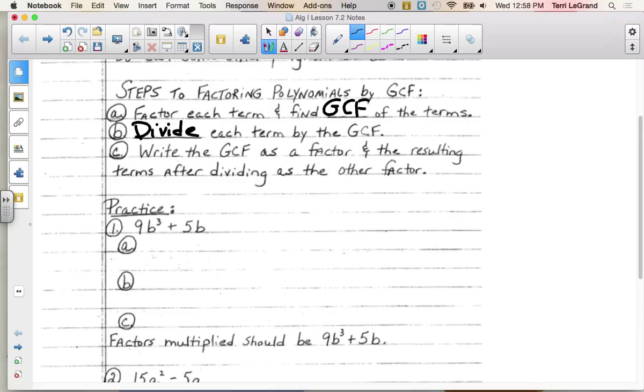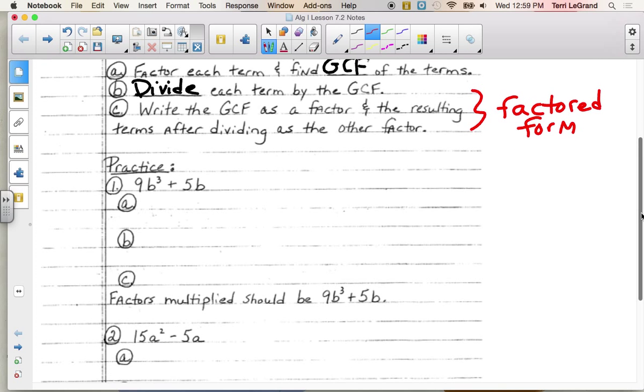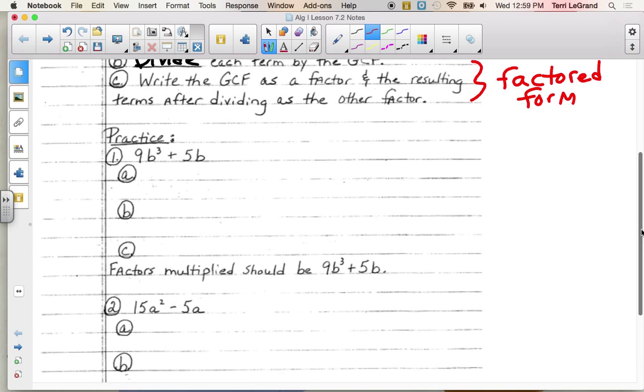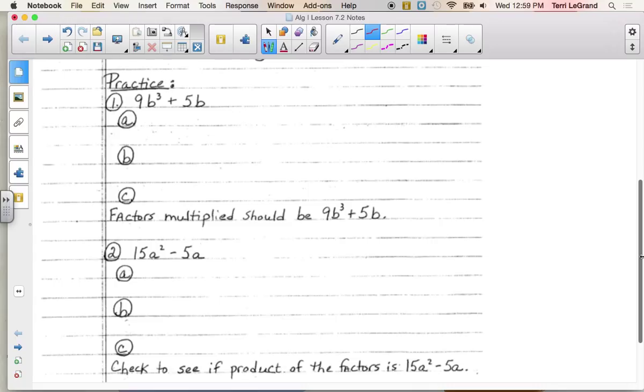And then our final answer will be, when we write it, this is what is called writing it in factored form. We will write it in factored form somewhere. When we write the GCF as a factor and the resulting terms after our dividing step as the other factor, we're writing that polynomial in factored form, in its state before it was actually multiplied out. Okay? So we may even be practicing some of the same ones you did in your SQ3R here.